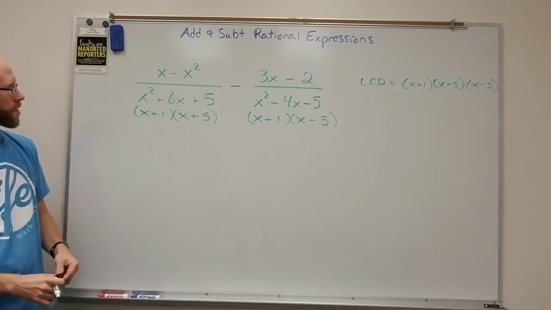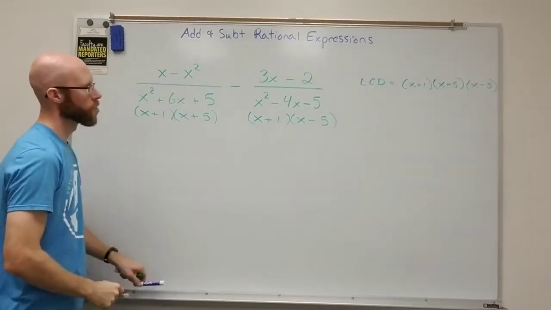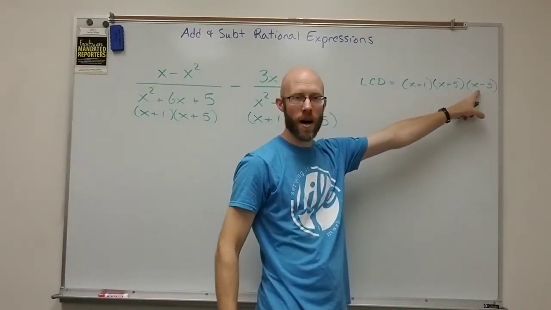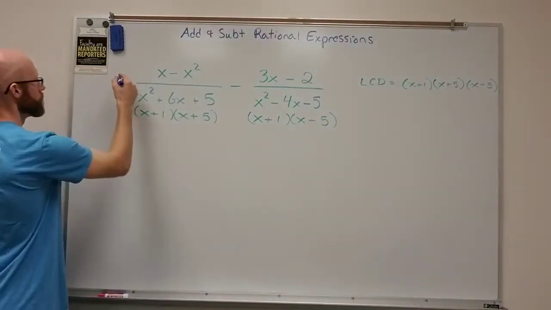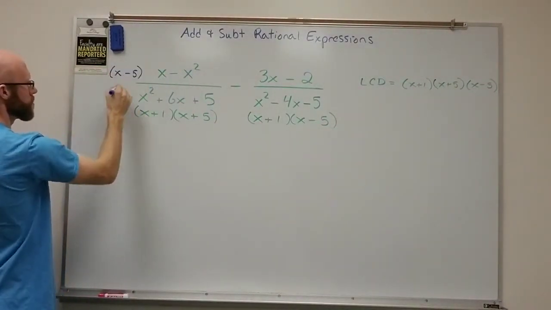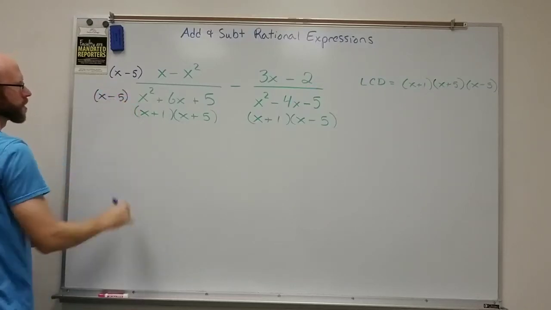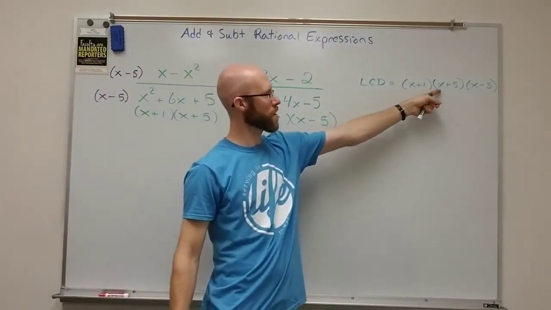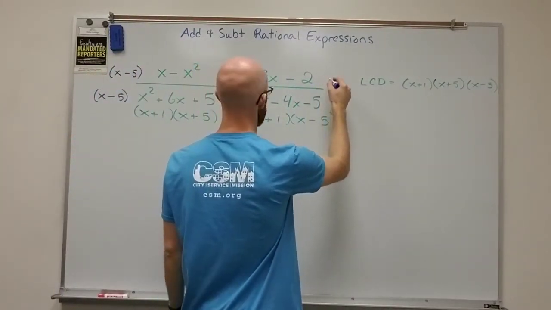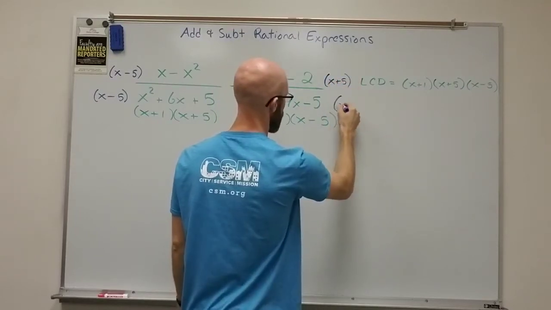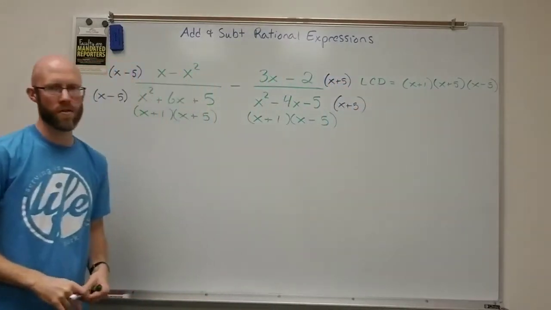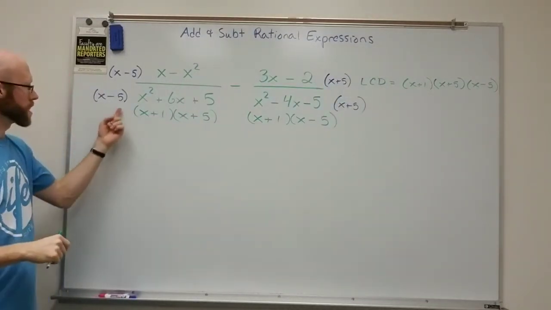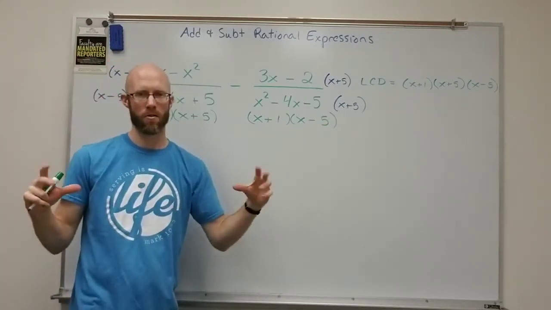All right, so in the first fraction, we already have two of them. We are missing the x minus 5. So I've got to multiply top and bottom by x minus 5. Okay. In the second fraction, we are missing the x plus 5. So I need to multiply the top and bottom by the x plus 5. Okay. So now remember, when I bring these down, my denominators I'm going to leave in their factored form, okay?